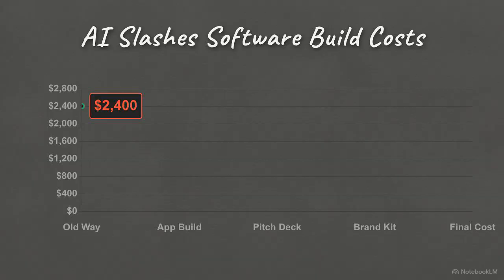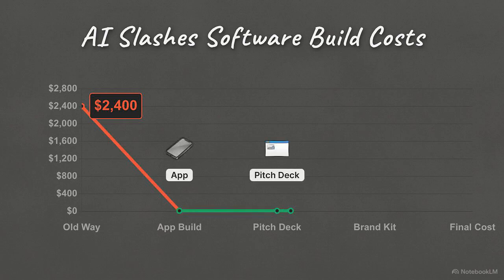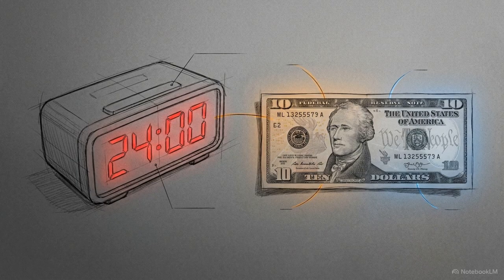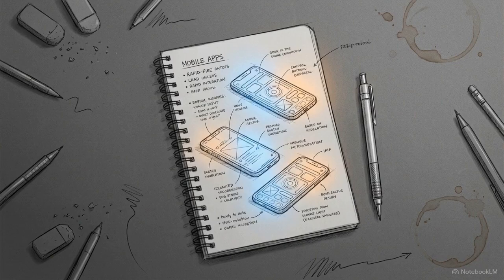This line chart tracks the capital required to build software. The total cost of the entire build, including the functional app, pitch deck, and brand guidelines, was exactly $10.10. Building a functional prototype now takes less than a day and costs about $10. This turns the primary challenge of starting a business from a technical hurdle into a test of clear planning.